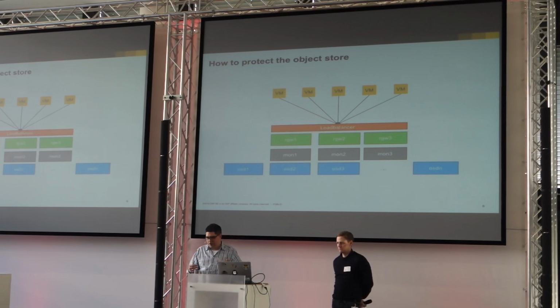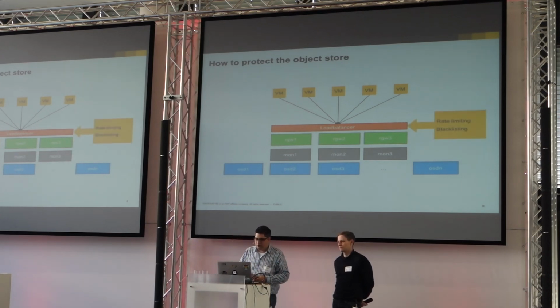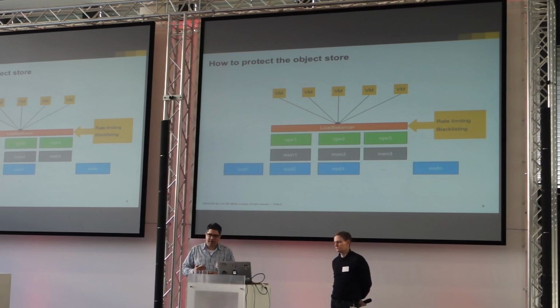So the stack for Ceph in this case will look like this. You have a lot of virtual machines that have any kind of payload. You have a load balancer that balances across multiple Rados gateway instances. You have monitors and OSD nodes, the usual Ceph architecture. So how can you protect this infrastructure from misuse? One thing that we introduced is on the load balancer level, before it reaches the Ceph cluster: we can implement rate limiting and also blacklisting.